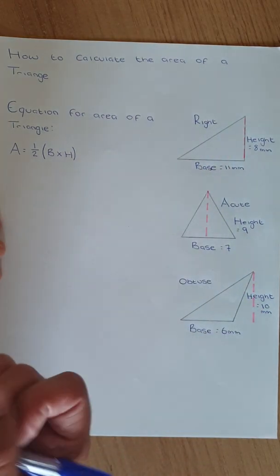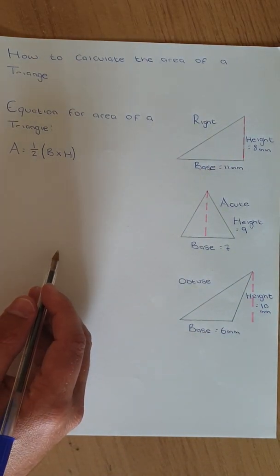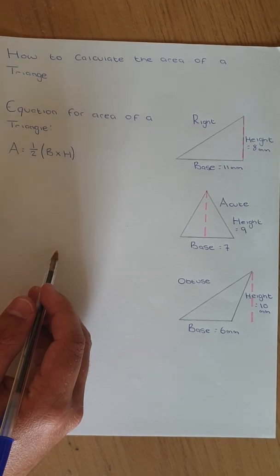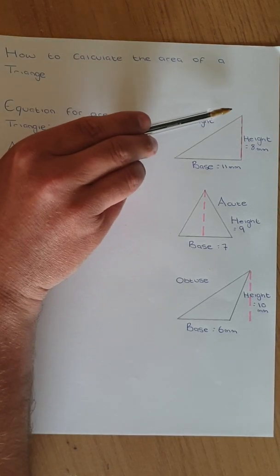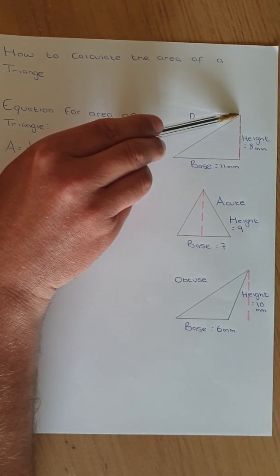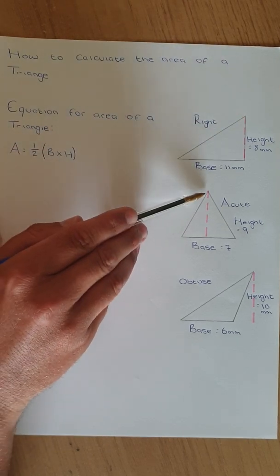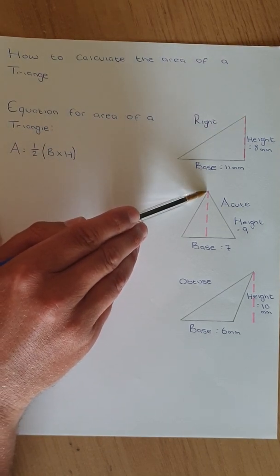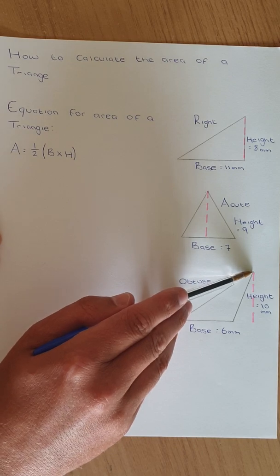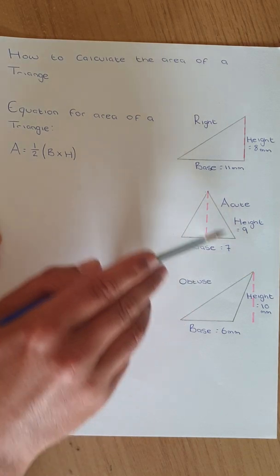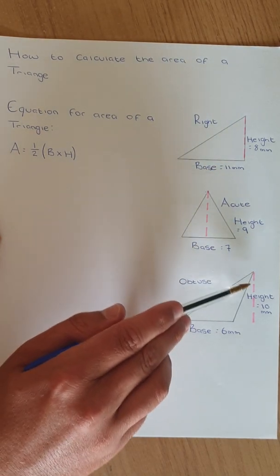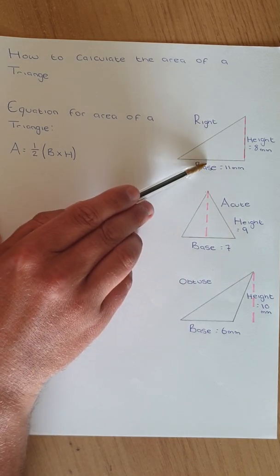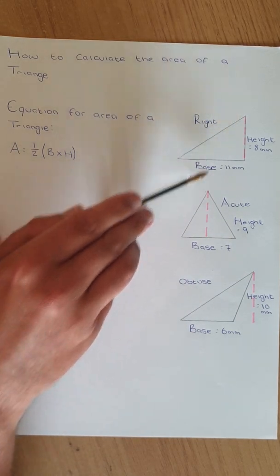Then we need to find the highest point of the triangle from the base, which is for the right angle, this point here. For the acute, it's this point here. And for the obtuse, it's this point. From this point, as you can see, we draw a line straight down to the base. I've drawn this in pink highlighter so you can see.